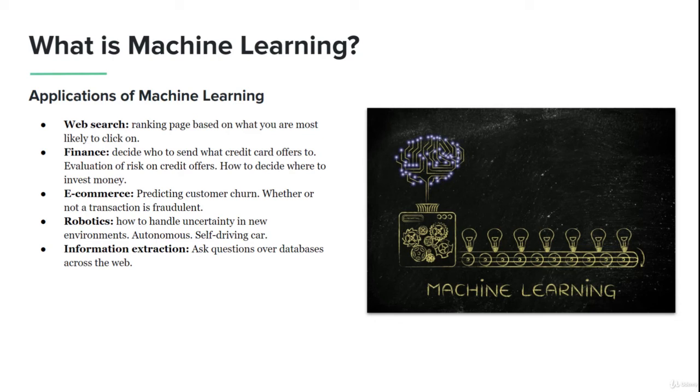And then next we have the information extraction. This is where you're asking questions over databases across the web. This can be as simple as going to Google, right? You go to Google, you type in whatever keywords, you're going to see whatever type of results that Google deems to be the most qualified, the most authentic and authoritative in that particular space, right?